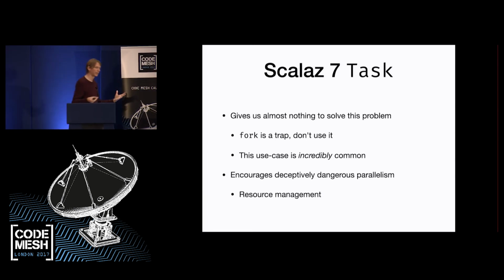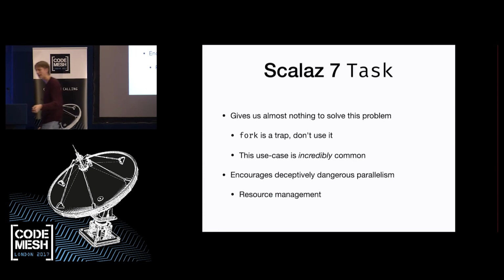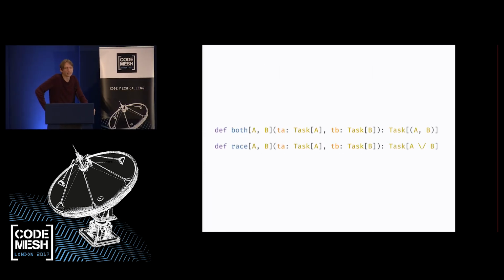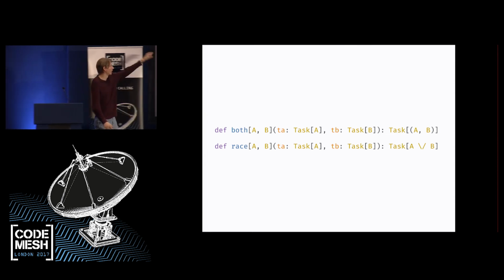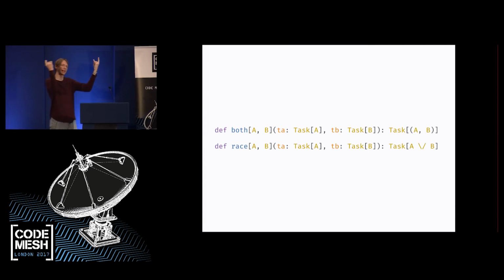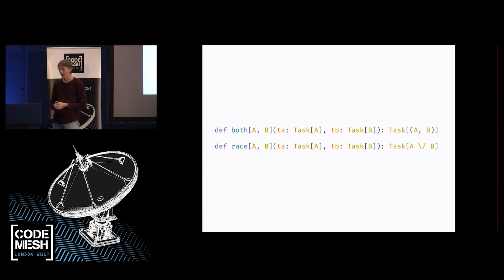So resource management and concurrency are really inextricably linked concepts. If you're doing one, you have to get the other one right. And Scalaz Task doesn't. Scalaz Task basically gives us some functions that look like this: both and race. Both takes two tasks, an A and a B, and gives us a single task that returns a pair (A, B), and just runs them in parallel.